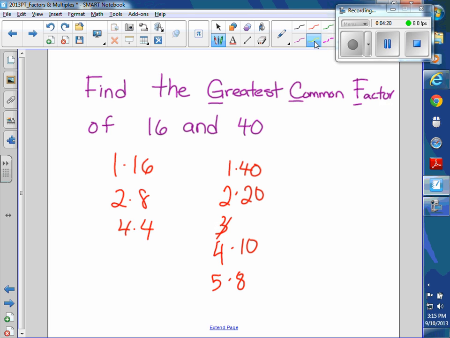What's the biggest common factor? 8, right? Because 1's in both, but that's pretty small. 2's in both. 4 is in both. And 8 is in both. And that's it. So the greatest common factor of 16 and 40 is 8. Raise your hand if that makes sense.